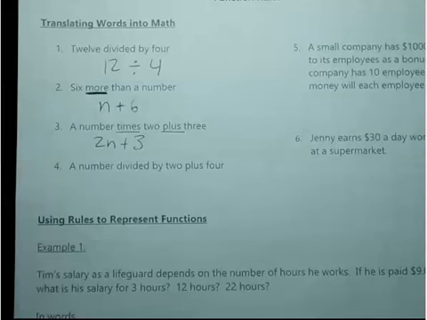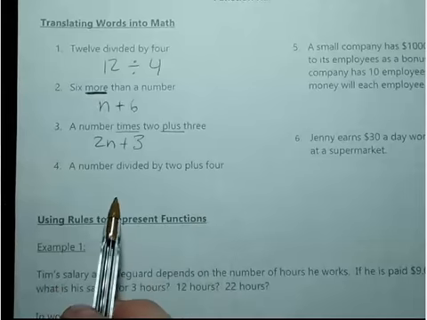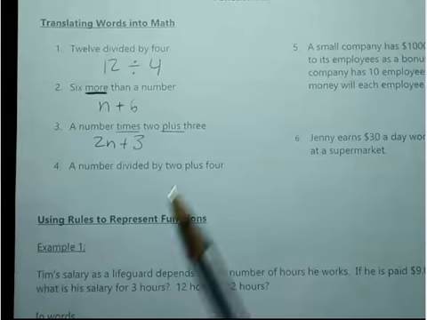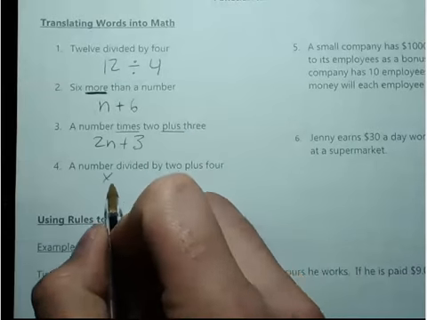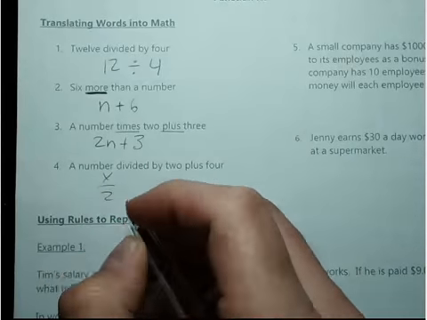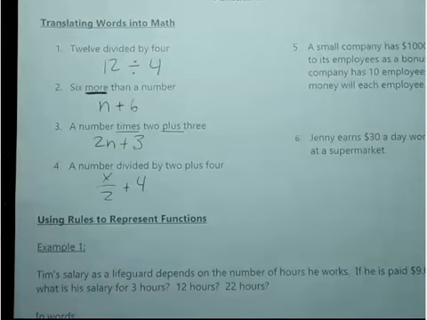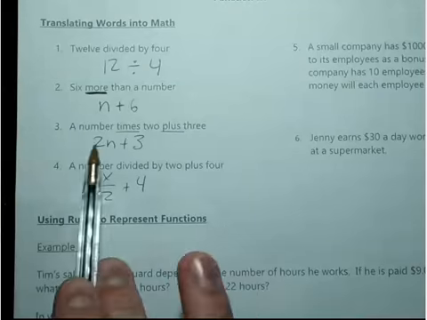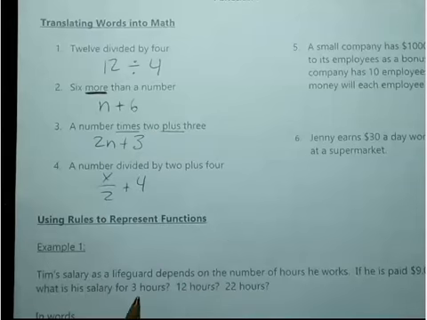Number 4, a number divided by 2 plus 4. So we have 2 parts here again. We have this number divided by 2, and then we have plus 4. A number, we don't know the number, so we're going to have a variable. Let's just call it x. And this number is divided by 2. And then our second part of it, plus 4. So like I said, those were pretty straightforward, just taking the words, seeing what they say, breaking it down into the parts, and making some expressions.